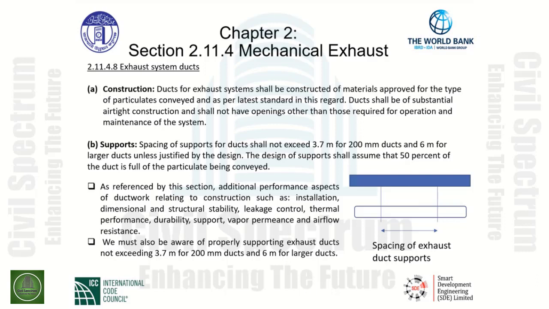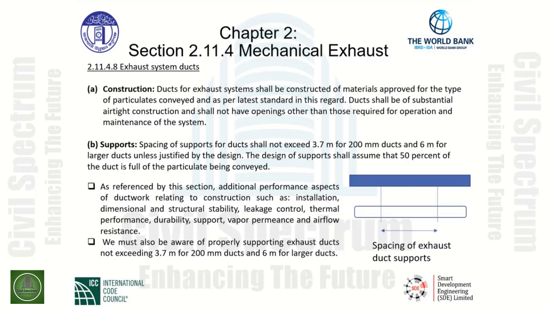Item B, supports. Spacing of supports for ducts shall not exceed 3.7 meters for 200 millimeter ducts and 6 meters for larger ducts unless justified by the design. The design of the support shall assume that 50% of the duct is full of the particulate being conveyed. This will allow the supports to be designed accordingly by the engineer.